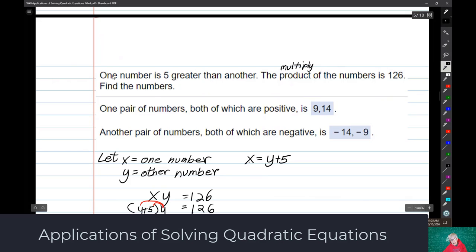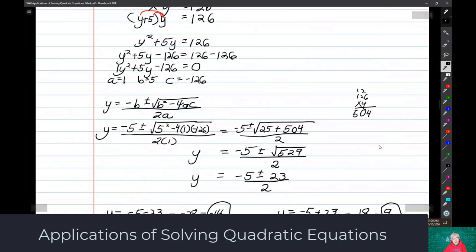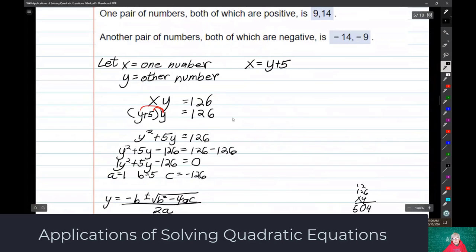You notice it says one number. It doesn't say one positive number or one positive integer. We just ended up with the right answers by following the right steps. And what we had to do is say, okay, we've got two numbers.